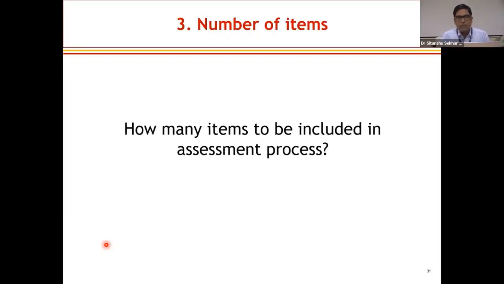Now the third point is the number of items to be included. Items here means the number of marks. So how many items are to be included in the assessment process?